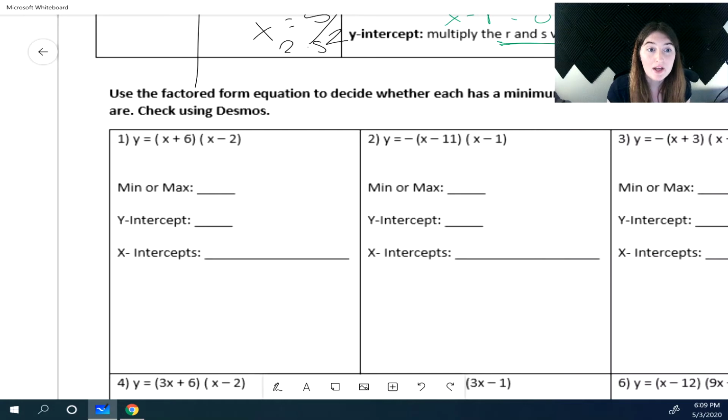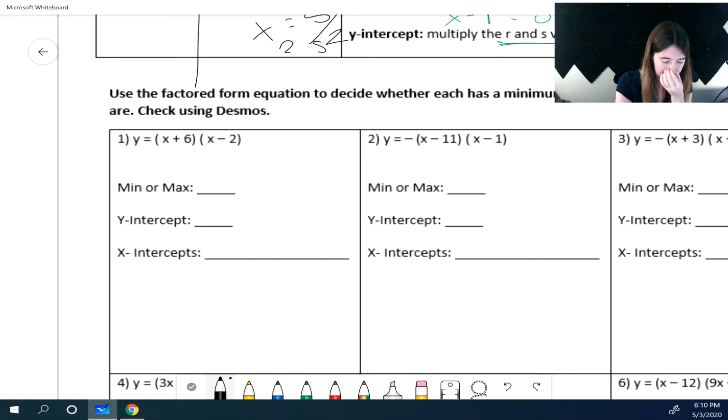Here is number 1. So we have y equals x plus 6, x minus 2. Is there a positive or negative in front of the parentheses? A positive. So that means we are opening up. Do we have a minimum or a maximum? A maximum. Easy stuff. Sorry, guys, I've got to sneeze. We have a minimum.